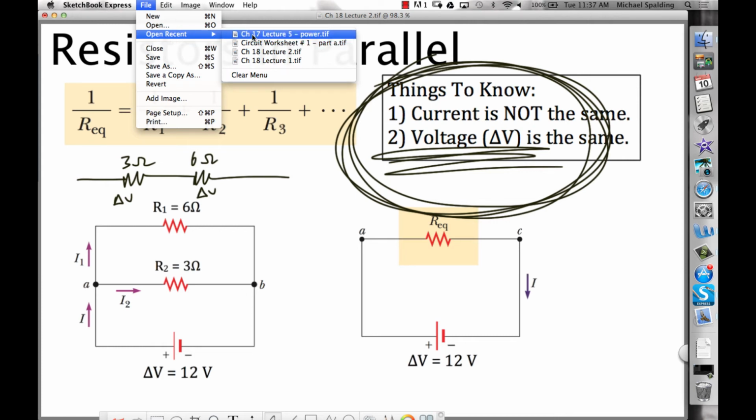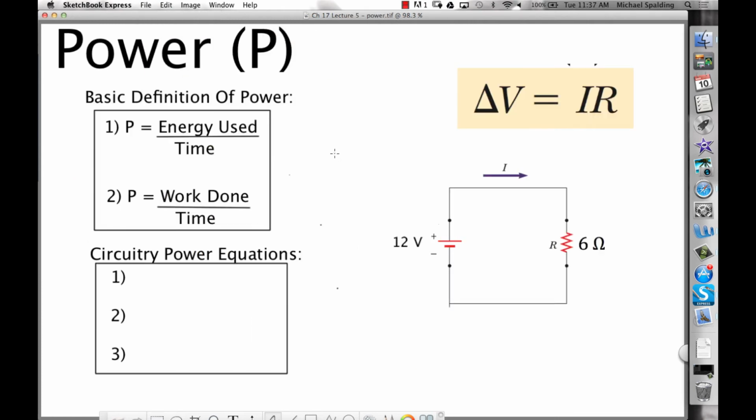Now, we're not done. Don't pack up, dude. We got 2 more screens. Now, power. You're going to like this page, dude. Basic definition for power. And you learned this first semester. Power is energy per time. What's energy? Joule. What's time? Second. What do we call a joule per second? A watt.